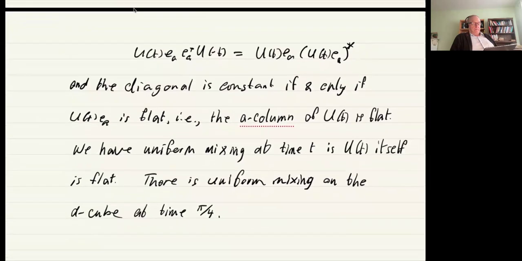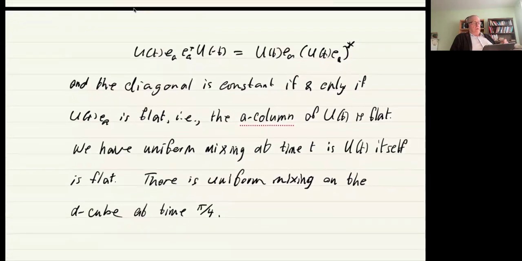Now the jargon is we have colors. We have, although I defined it before, but it's so long ago, we have uniform mixing at time t if u of t itself is flat. So the point is, if we start to get uniform mixing starting from vertex A, we want the A column of u of t to be flat.